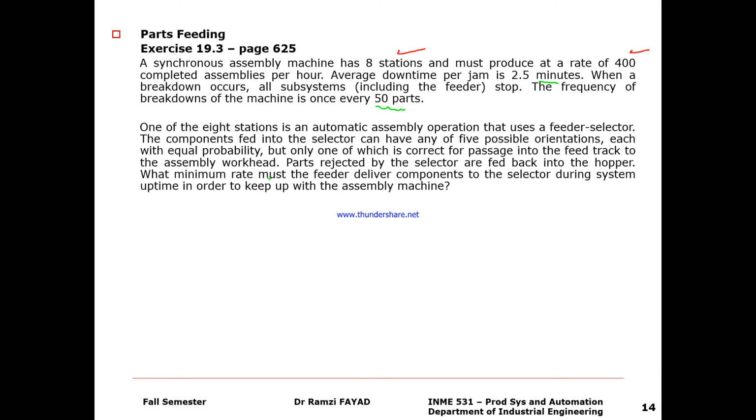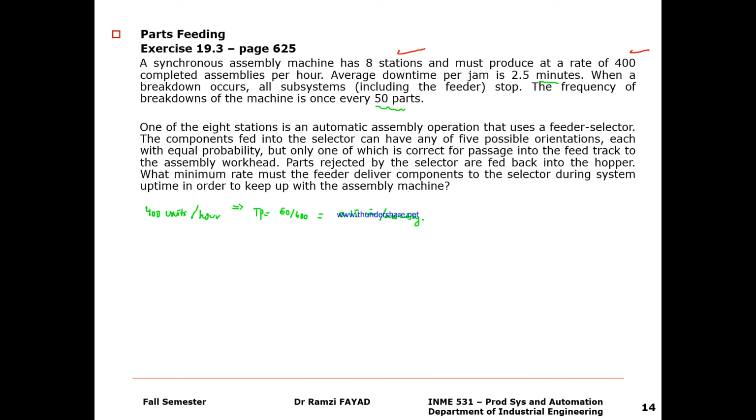So to start with, we need to produce 400 completed assemblies, finished units, per hour. This takes us to the time needed per assembly. So TP equals 60 divided by 400. So this is 0.15 minutes per assembly, or finished unit.